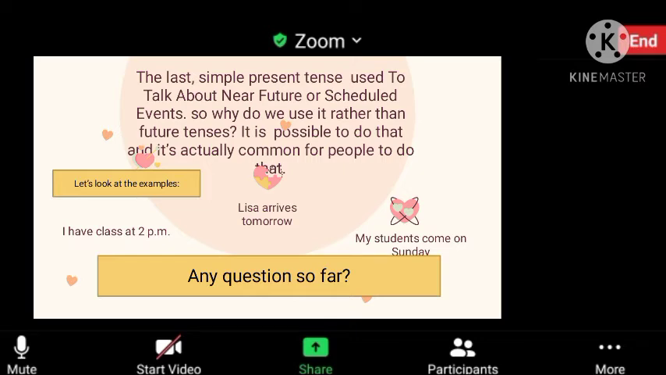The last, simple present tense used to talk about near future or scheduled events. So, why do we use it rather than future tenses? It is possible to do that, and it's actually common for people to do that, guys. Let's look at the examples.